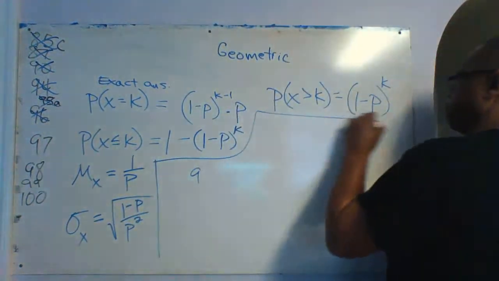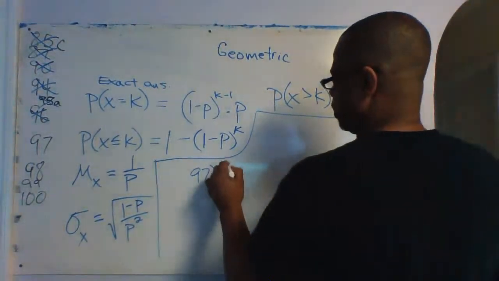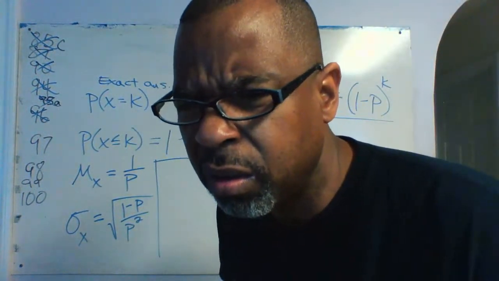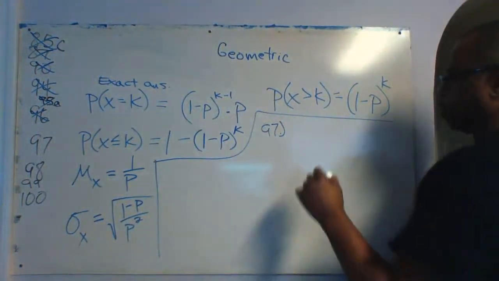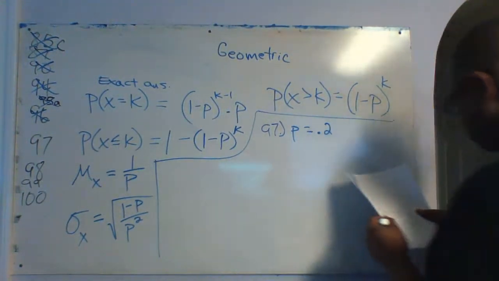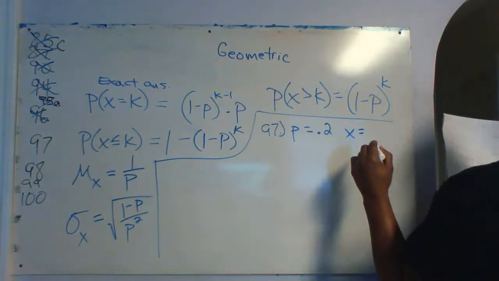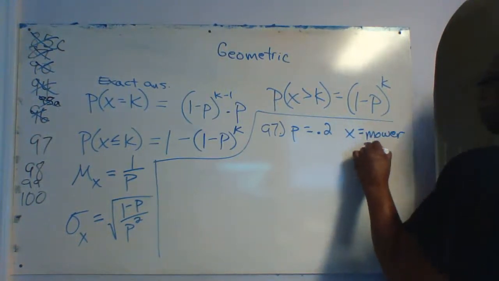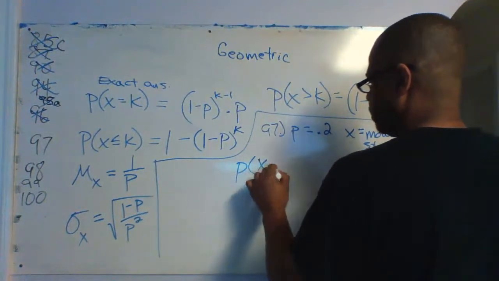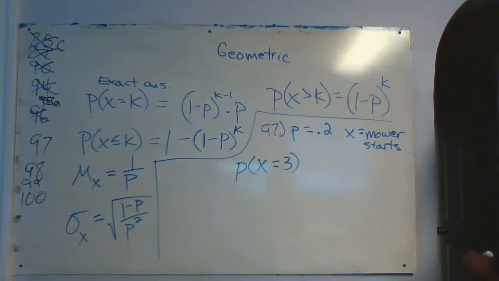All right. So 97, they told us that the probability of success, that P was equal to 0.2, which is 20%. And we're trying to see when the motor is going to crank, right? All right. So we're looking for the probability that it's going to take exactly 3 cranks. Try to crank it 3 times before you get a success.